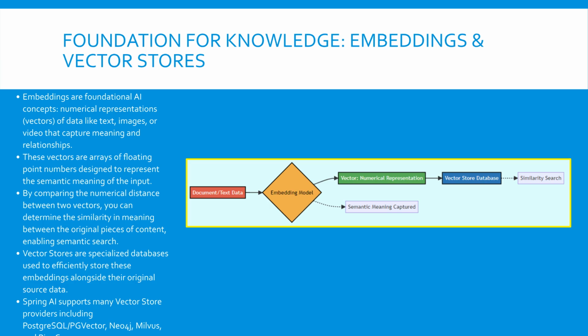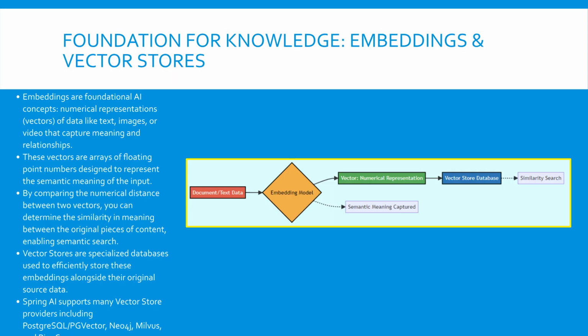This diagram visualizes the flow of transforming human-readable data into machine-searchable data, which is essential for grounding applications. The process starts with a document, or piece of text data. This is fed into the embedding model, shown in orange, which mathematically converts it into a high-dimensional vector. This vector, represented here as a set of numbers, is a numerical representation that captures the document's semantic meaning. This vector is then stored in a specialized database known as a vector store, shown in blue.